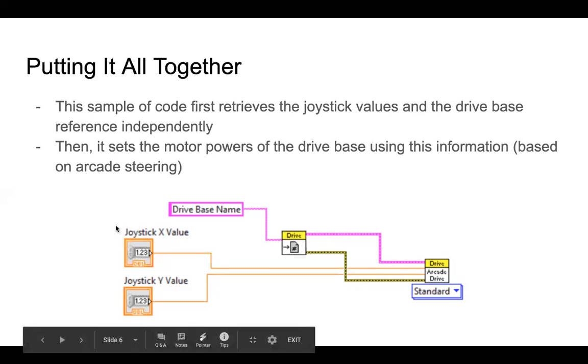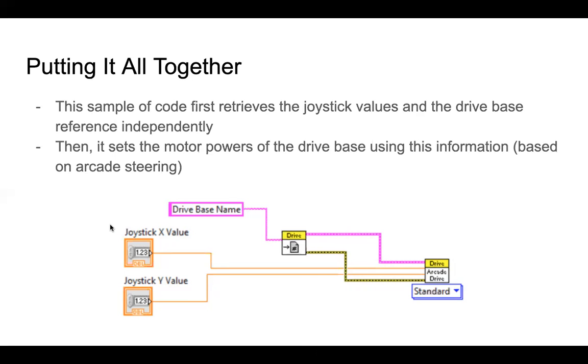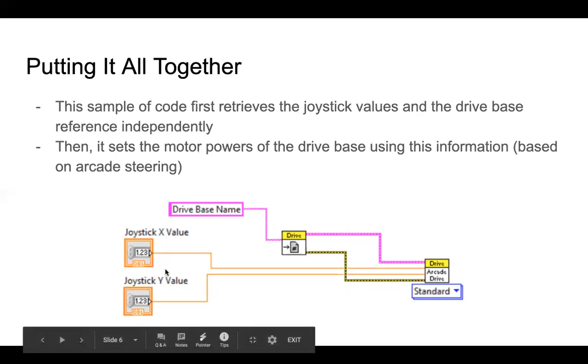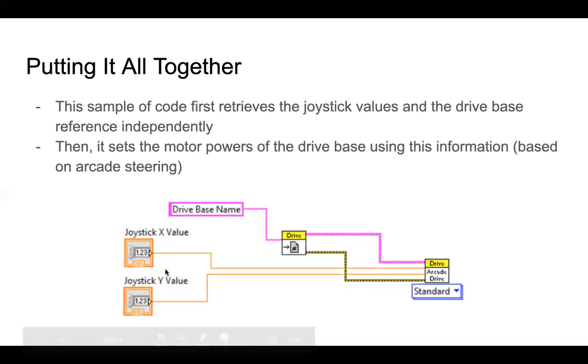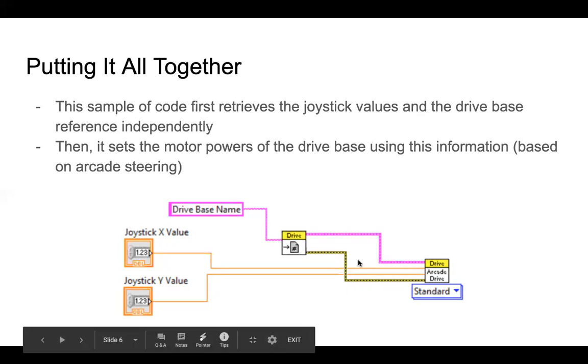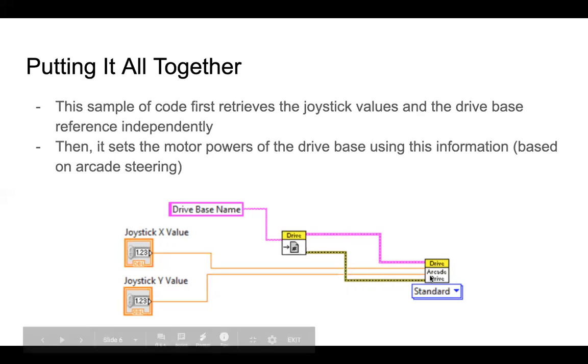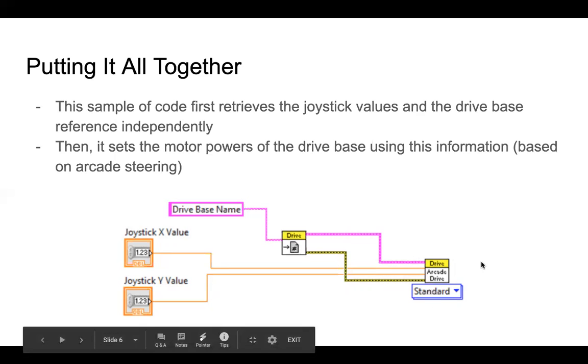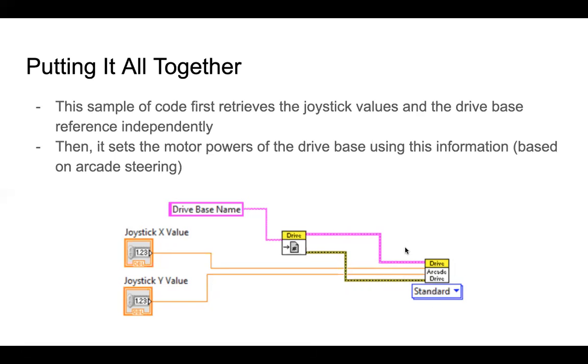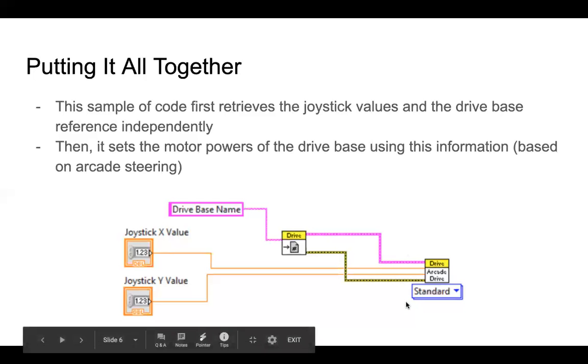Separately, we're retrieving the joystick X and Y values. For the purpose of this demo, I'm using global double variables, but you could just retrieve these from the joystick directly, depending on your use case. Then finally, we put it all together by passing in the robot drive reference as well as the X and Y joystick values to this arcade drive block, which then determines the motor powers to set the motors to, and then it actually sets those powers.